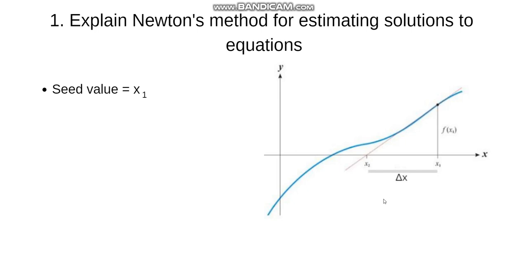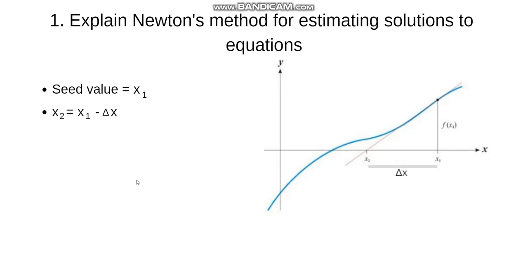So you're given your seed value x1. Well, you're trying to find your x2, so how would you do that? You would find an equation using delta x to find your x2. So this is actually a rearranged equation of, I think, delta x is x1 minus x2. But anyway, your x2 is equal to your x1 minus your delta x.